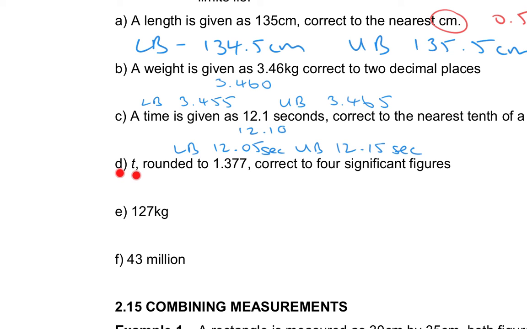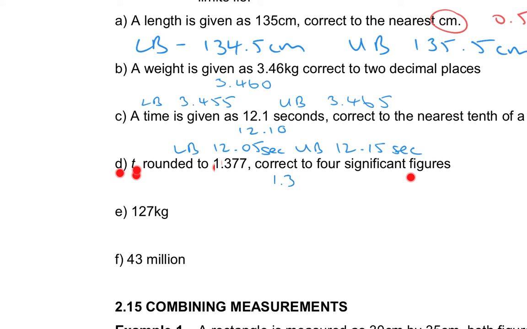Part D, T rounded to 1.377, correct to 4 significant figures. So 1, 2, 3, 4. That's your 4 significant figures. Now, sometimes people get a little bit thrown when there's a letter put into a question. So T, what does T mean? You know, what's the significance of this? Well, there isn't really a significance of a T there. It's just saying something is rounded to 4 significant figures. So we don't need to worry too much about that.